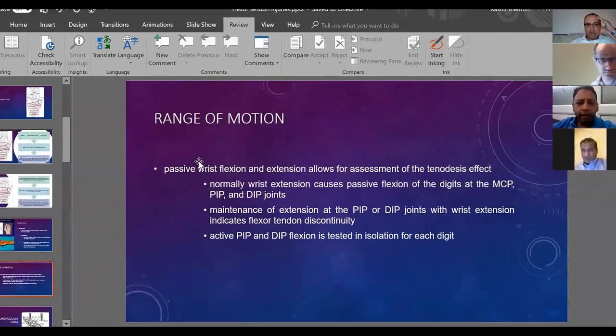Then you need to check the range of motion of the fingers with passive wrist flexion and extension, which allows you to observe the tenodesis effect. When the wrist goes into extension, normally the digits go into flexion at MCPJ, PIPJ, and DIPJ. If the tenodesis effect is negative, that means there is a flexor tendon injury.